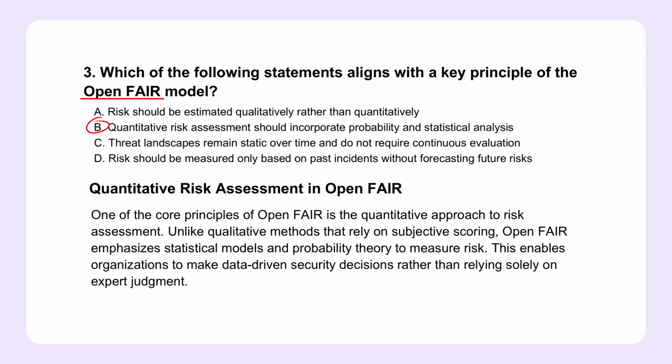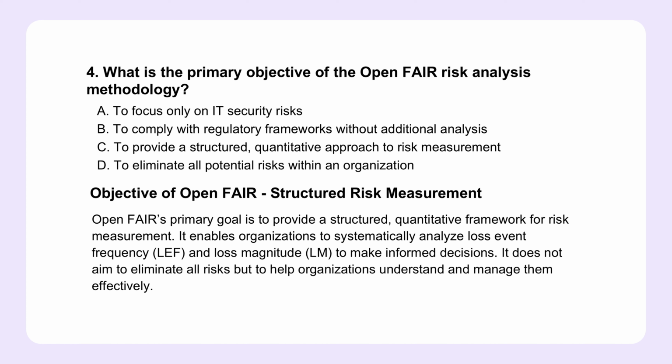All right, ready for question number 4? Yep. This one asks about the main goal of Open FAIR. What's the takeaway here? The main objective is to have a structured way to consistently measure risk. So it's not about just saying this feels risky. Right. It's about creating a common way to understand and talk about risk across an entire organization. Yeah, so it's not just about identifying risks. It's about having a standard way to assess and compare them. Exactly. It's like having a common language to talk about risk. Right, which is super important in big organizations.